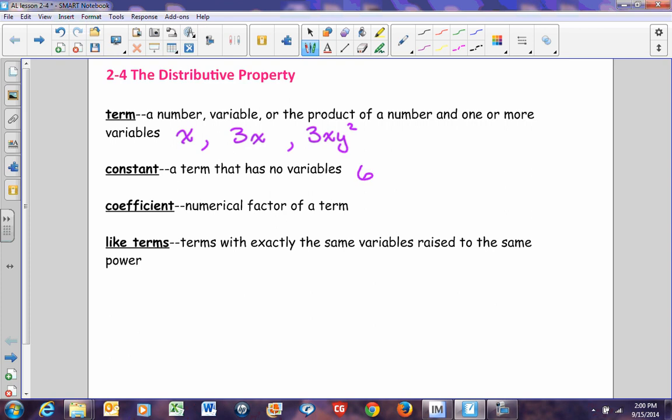6 is a constant. 2 is a constant. Think of it as something that never changes. Numbers won't change. 2 will always be 2. It'll never become -2 or 17 or something weird like that.